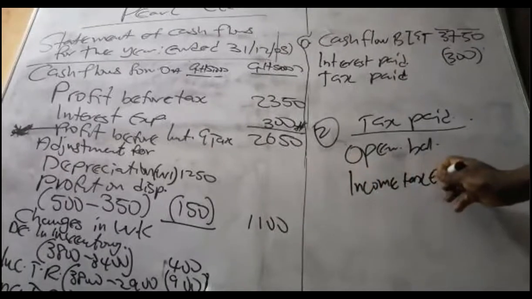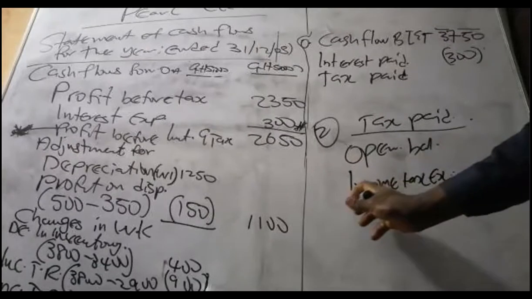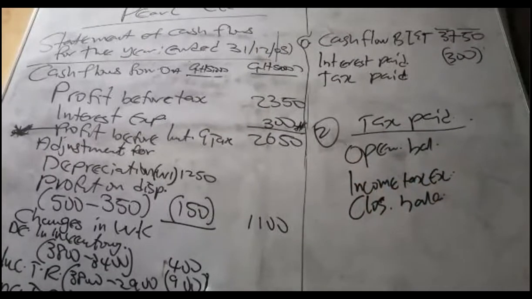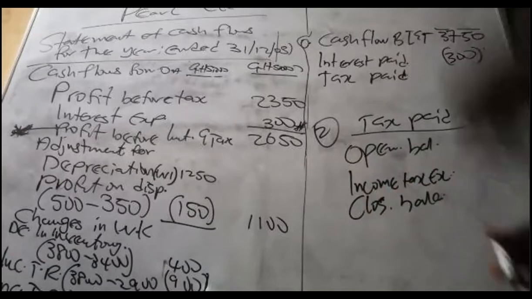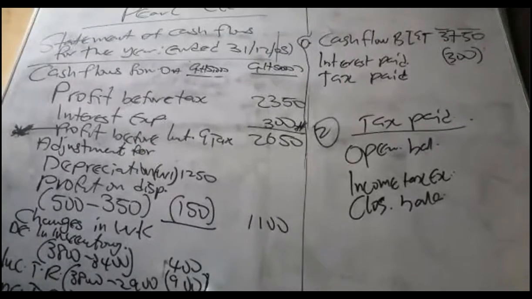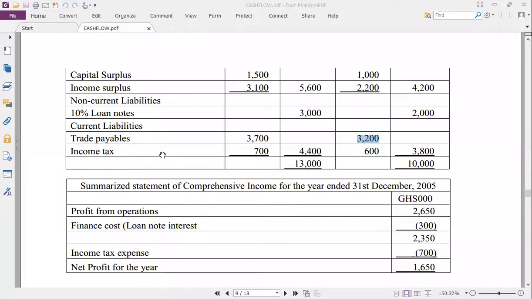Income tax expense, then the closing balance, then that's all. So from this question, what is the opening balance? Here, the opening balance, if you see deferred tax in the question, can we put them together? If there's deferred tax in the question, how do you put them together? Let's assume that in this question, if you check the non-current liability, there's a deferred tax section.